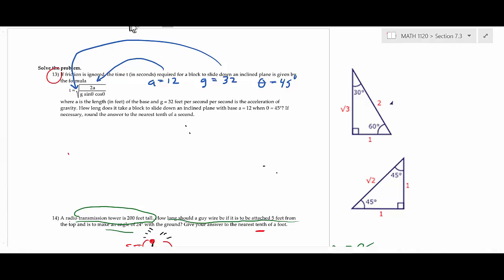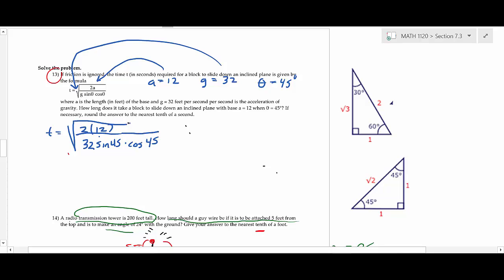And I like to go over this problem just to kind of see if you know how to handle the arithmetic. So what we would have if you plug everything in is the square root of 2 times 12. A is 12. So we have that. And then we would have G. G is 32. Okay, and that's an actual physics constant. And then you'd have sine of 45 times cosine of 45 like this, okay?